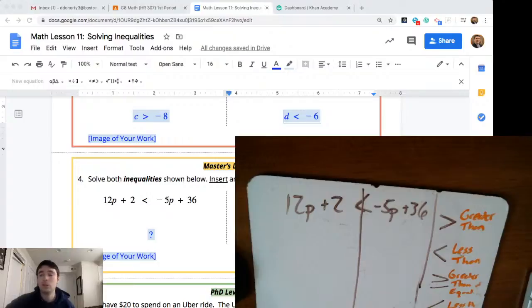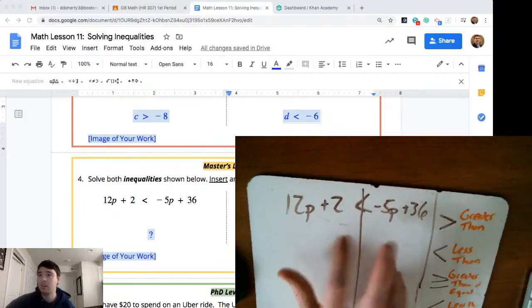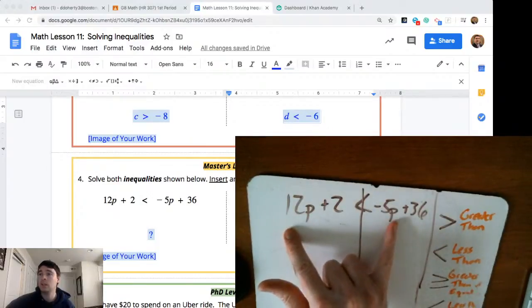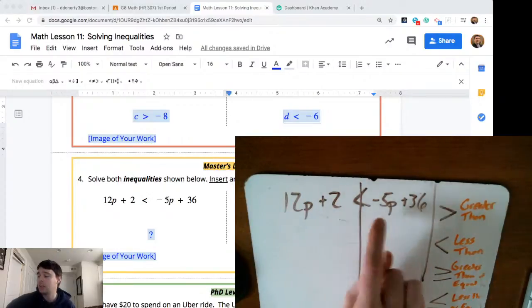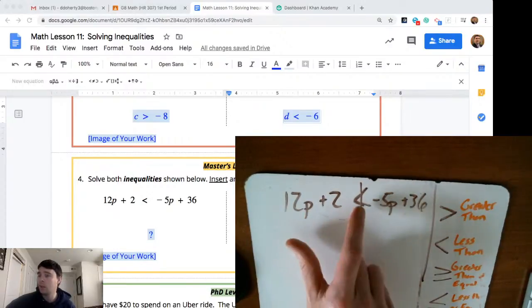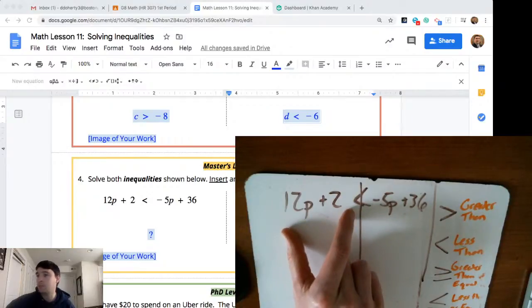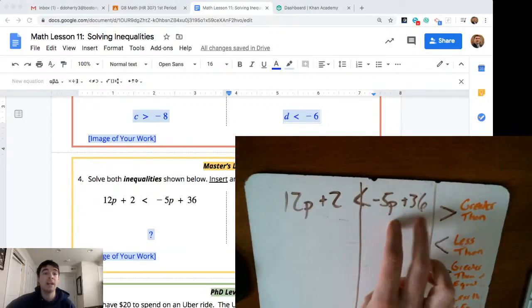So what you should recall from solving equations when the variable showed up on both sides of the equation is you needed to get the variable together so you could combine them. You needed to gather them to the same side of the equal sign. The same is true for inequalities. If I see a 12p on the left side of this inequality, I see a negative 5p on the right side of the inequality, I can't solve it until I get the p's on the same side of the equation so that they could be combined.